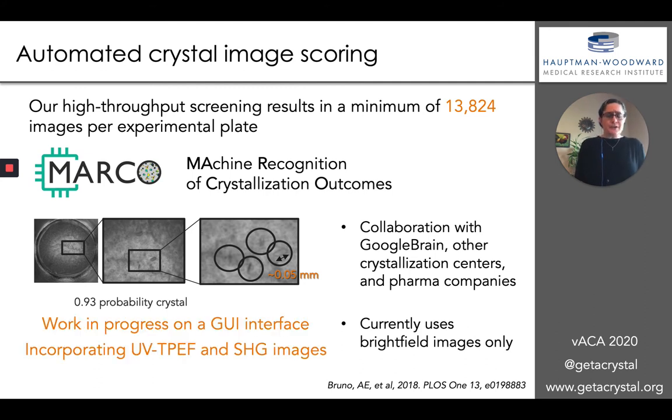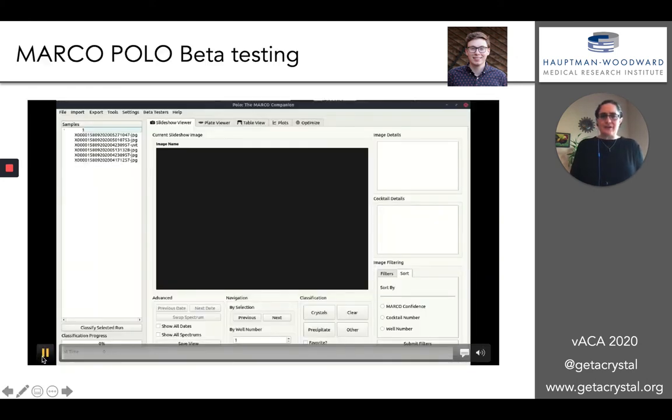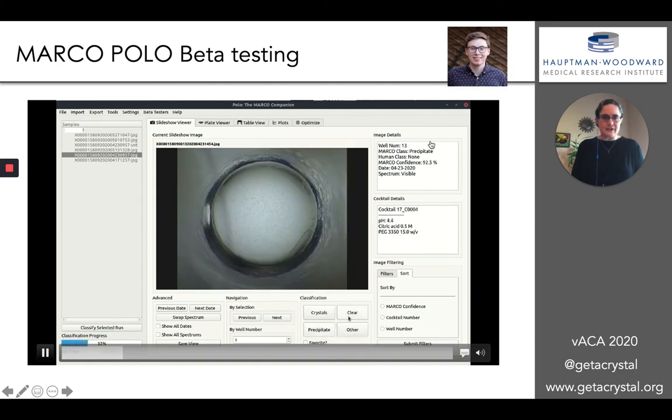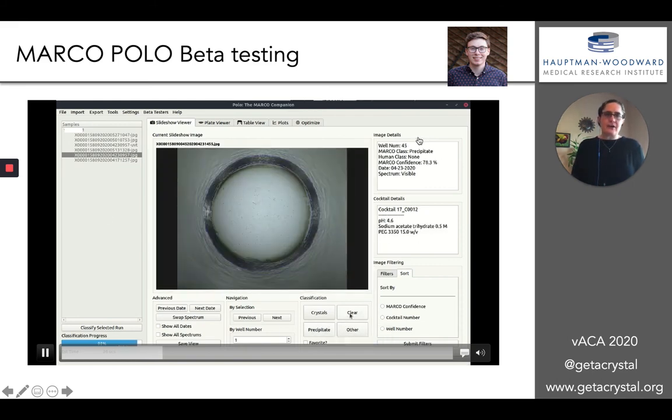We're currently working on a GUI interface that allows this to occur very quickly and easily. We're also working on incorporating the UV TPF and SHG images, because right now this algorithm only uses bright field images. I have a very talented student named Ethan who's currently working on the GUI interface. It's called Marco Polo, and I'm going to show you a little video of how this works. Essentially, you can open up your images that you've obtained from the 1536 experimental screen and set it up to classify. It will go through and classify as either precipitate, other, clear, or crystal.